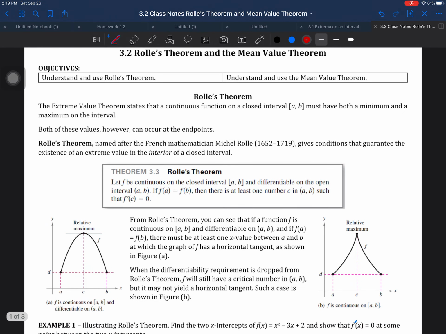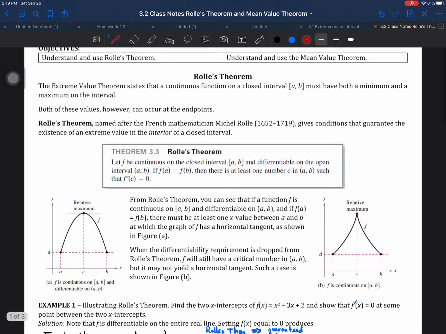Now, Rolle's theorem, named after the French mathematician Michel Rolle, gives the conditions that guarantee the existence of an extreme value in the interior of a closed interval. So this guarantees the existence of this extreme value.